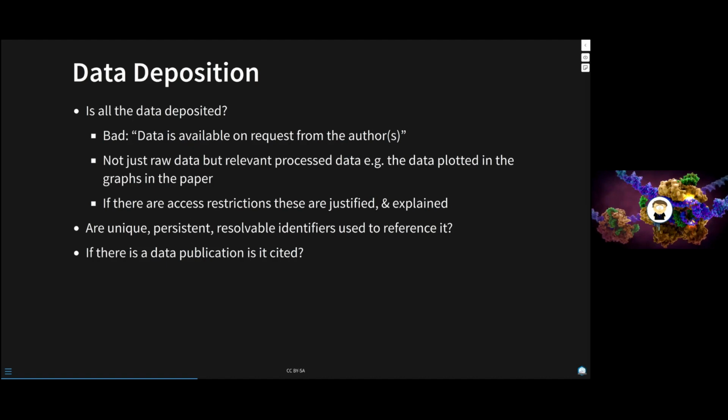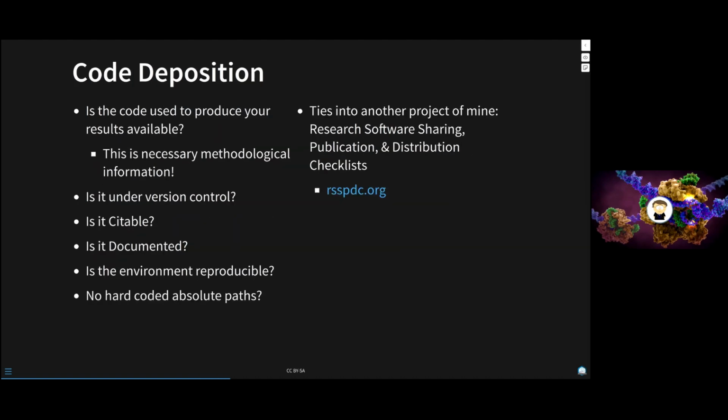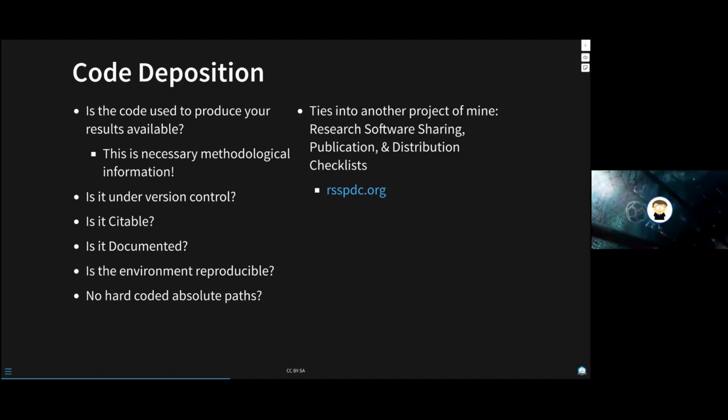So yes, if there's a data set, does it have unique, persistent, and resolvable identifiers? Is it something where you'll actually be able to get that data back at some point in the future? Just a URL is not necessarily good enough, because URLs can change and websites can go down. Code deposition, I have a whole separate side project on code deposition. You can read rsspdc.org, where I'm working on checklists for this.